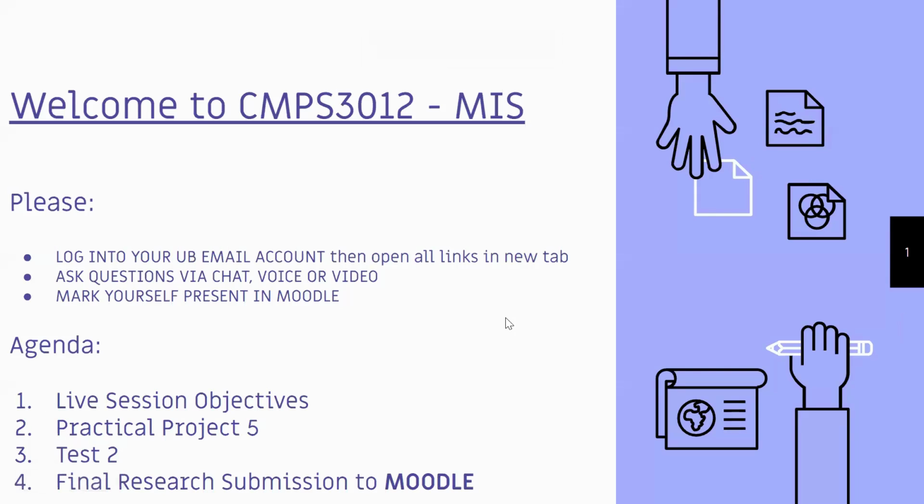Welcome to CMPS 3012. I am Mrs. La-Dene Forrester Lambe. We are winding down in this course and we just have about 2 weeks remaining. That includes this week. Tonight's objectives include the following. We'll be going over our live session objectives, practical project number 5, the test 2 reminder, and the rest of the time will be dedicated to discussing the final research submission and document, as well as any additional questions you have. We also have one case study presenter tonight.